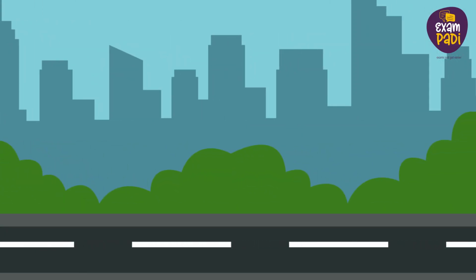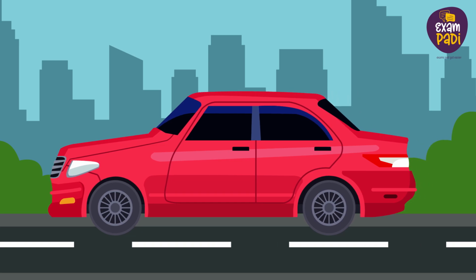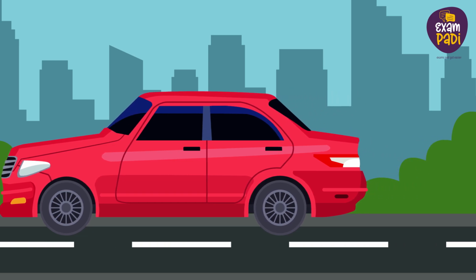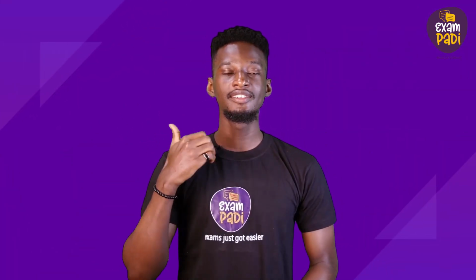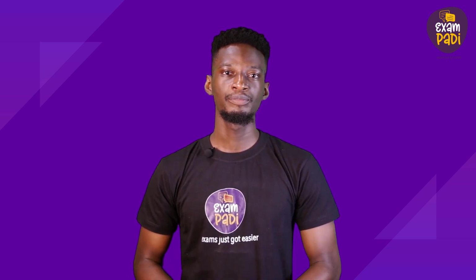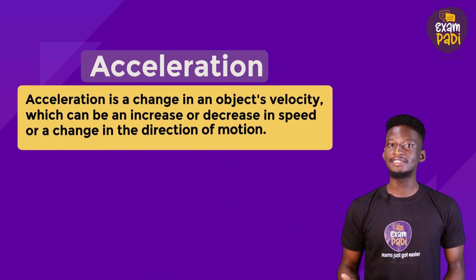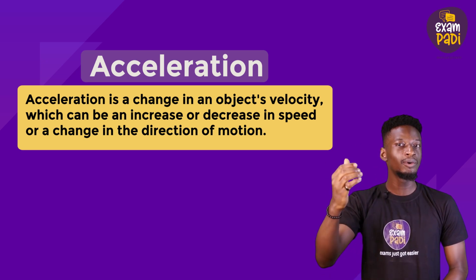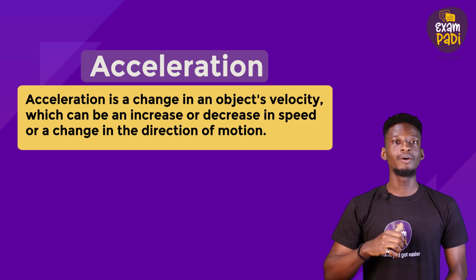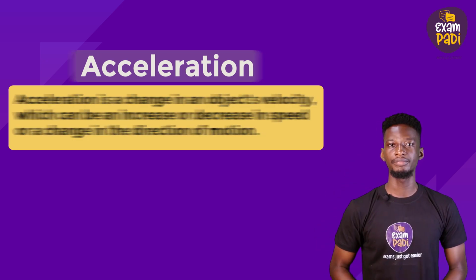Or you can think about it this way. In a car, you could accelerate by hitting the brakes, which would cause a change in speed. But you could also use the steering wheel to turn, which would change your direction of motion. Any of these will be considered an acceleration since they change velocity. So, we can define acceleration as a change in object's velocity, which can be an increase or decrease in speed or change in direction of motion.